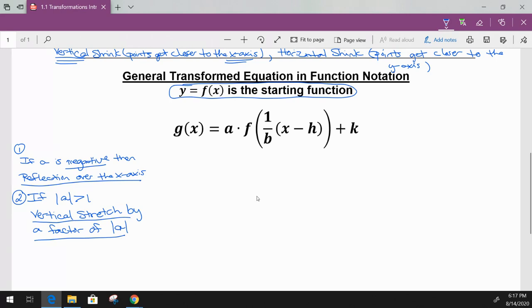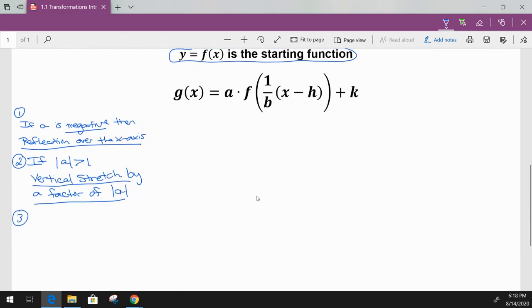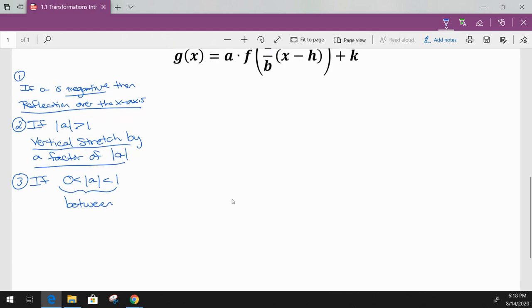The third thing to talk about with A is if the absolute value of A is between 0 and 1. So what kind of numbers are between 0 and 1? Numbers like a half or a third. So if you're multiplying something by a half, you're taking half of the value it originally was. So this is going to be a vertical shrink or compression by a factor of whatever that absolute value of A is.